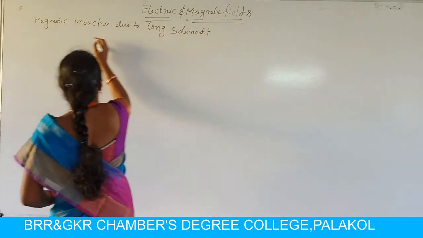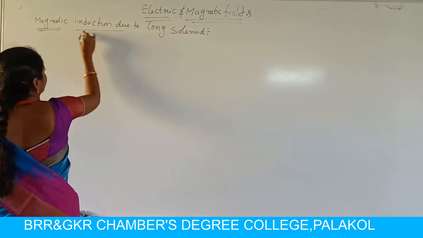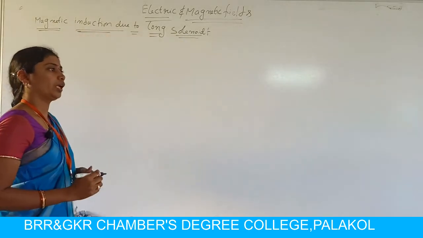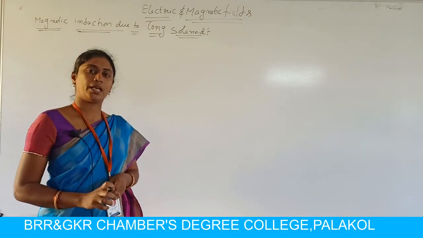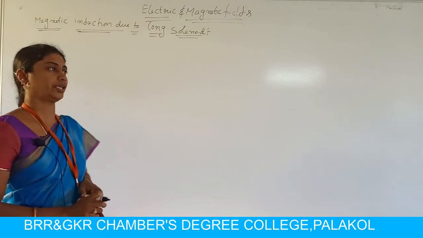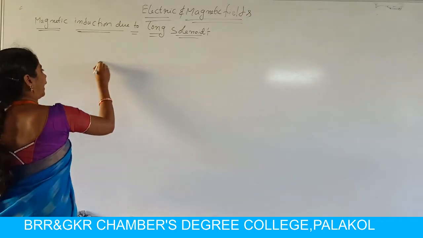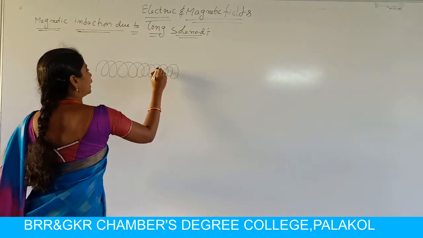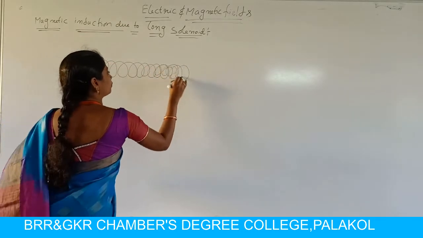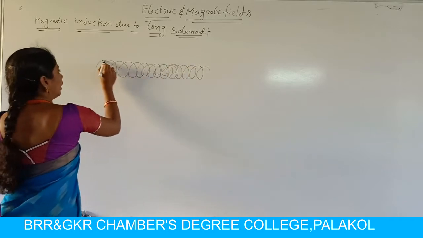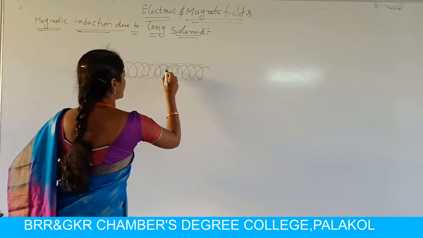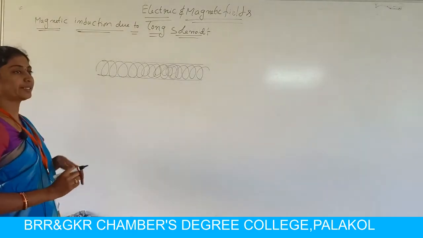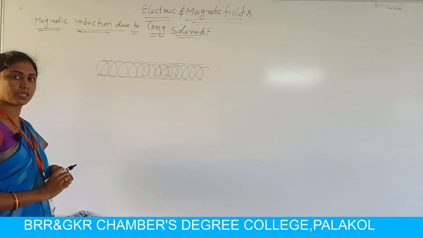We know about solenoid. So, what is a solenoid? A solenoid is nothing but a tightly wound long helical coil. So, a solenoid means a tightly wound long helical coil with a uniform diameter. Here we take this solenoid and calculate the magnetic field induction for it.